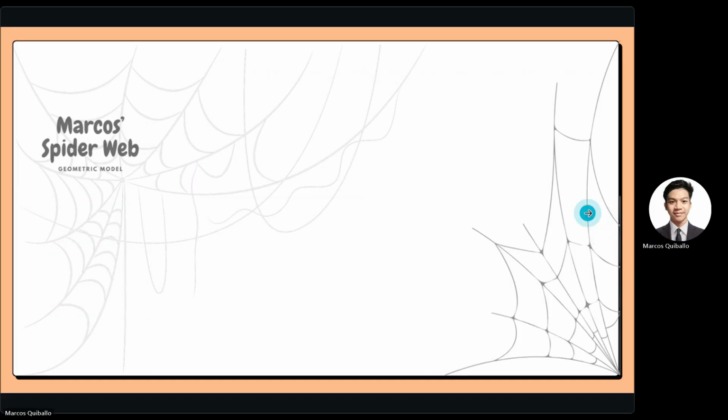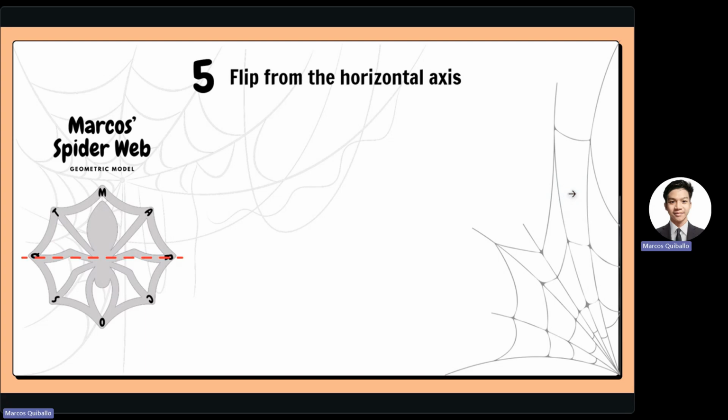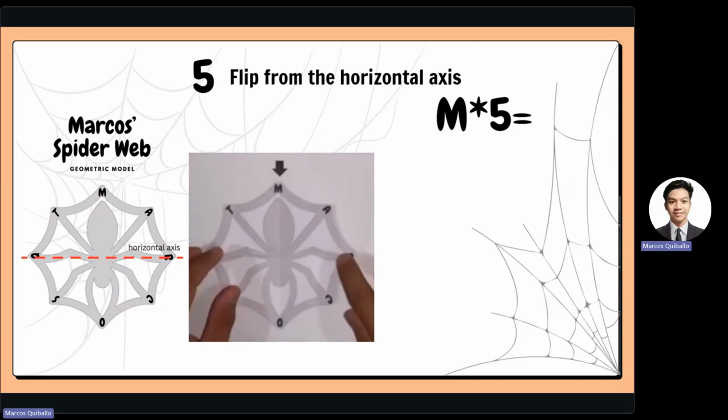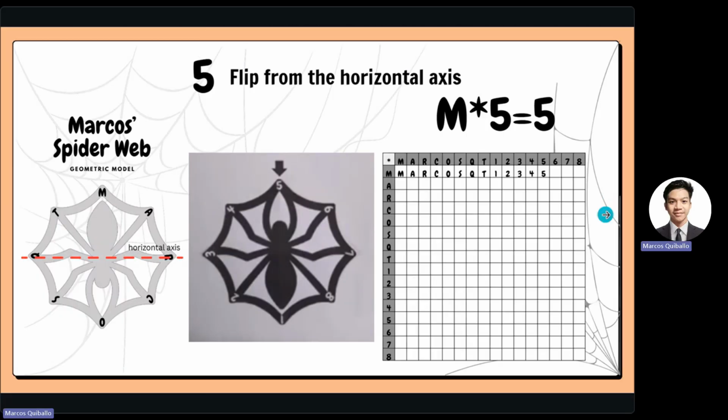And number 5 is defined as a flip from the horizontal axis, which is represented by the red broken line. So when we operate M star 5, let's see the video. M is our initial point, and we flip it. Our resulting element is 5. So this is our table.